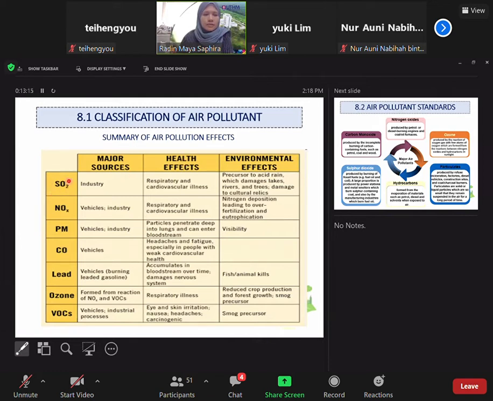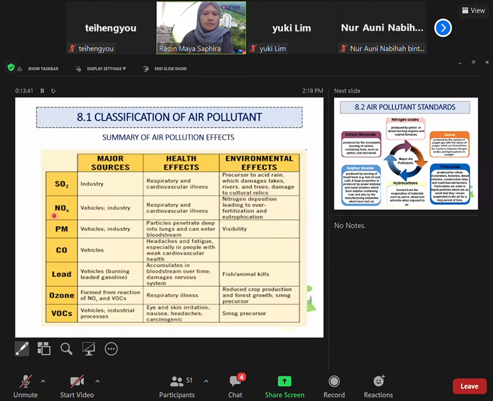These are the health effects and also the environmental effects. If SO2 is high, it can contribute to acid rain when it mixes with the rain, and comes down as acid rain. It can damage aquatic life, with lower pH in our water, and also damage buildings.